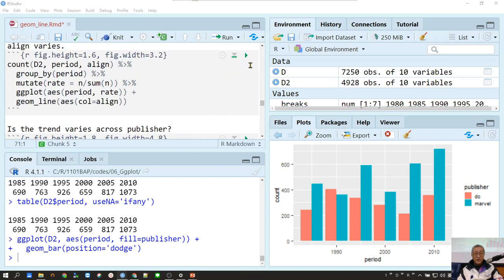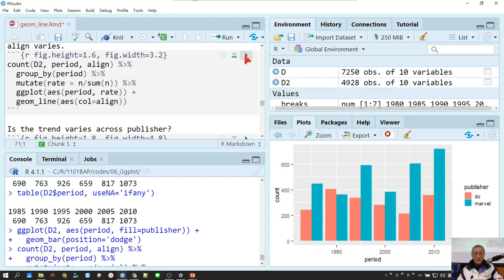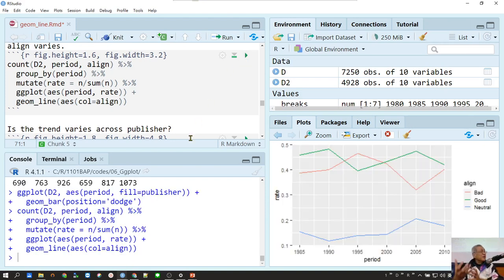Let's do it. This is a line plot. Now in this line plot, I plot the trend of bad, good, and neutral, and this is the rate. So the x-axis is still period, but the y is actually the fraction of bad, good, and neutral. Okay, this is the plot that I want to do, and let's see the code.